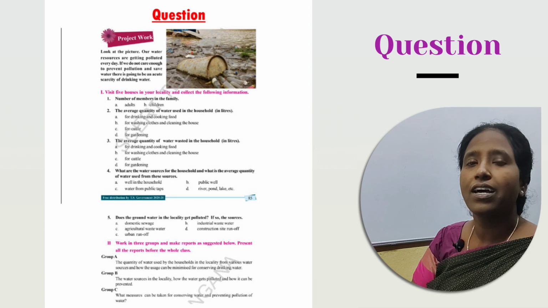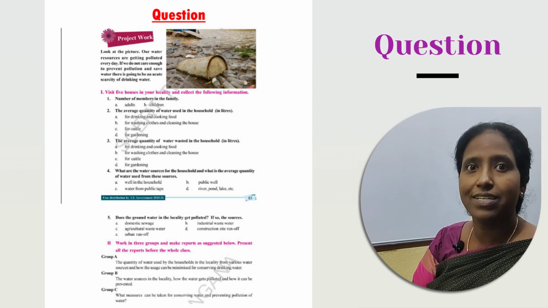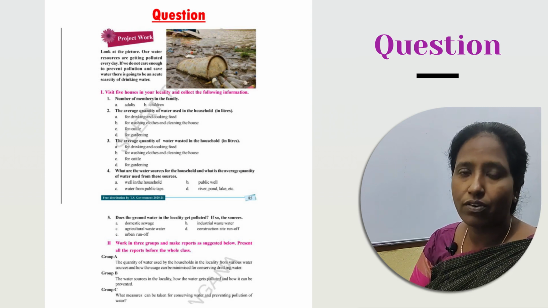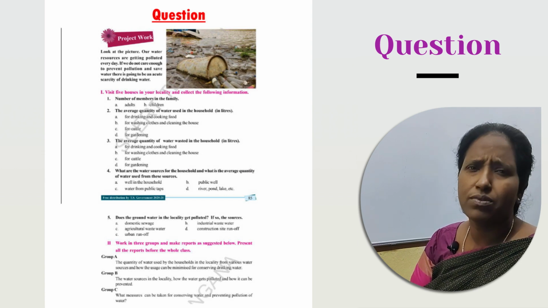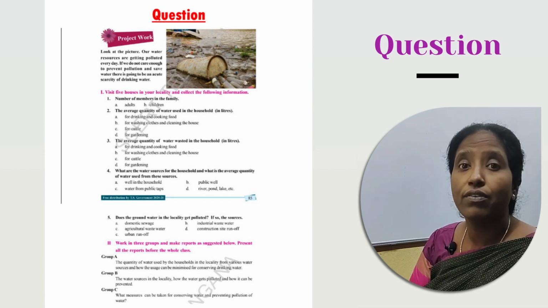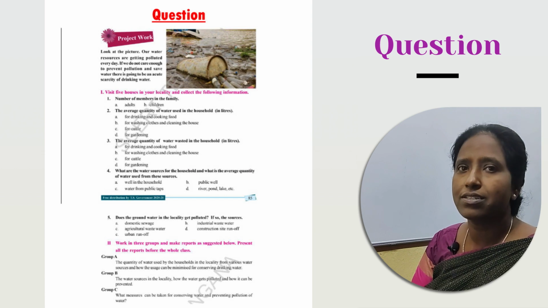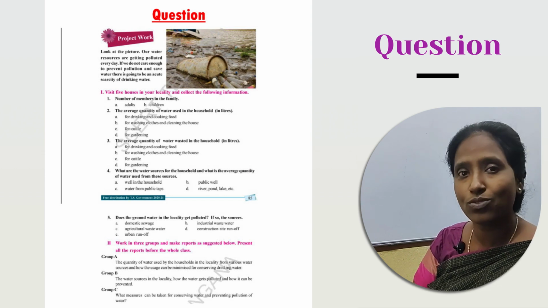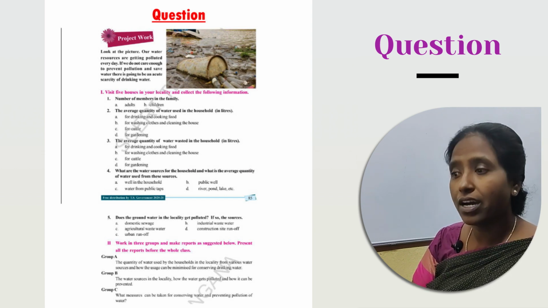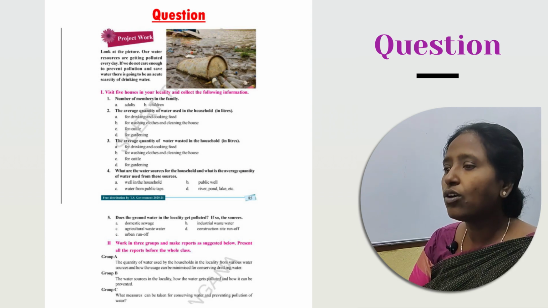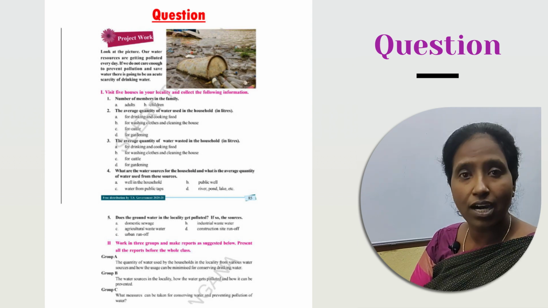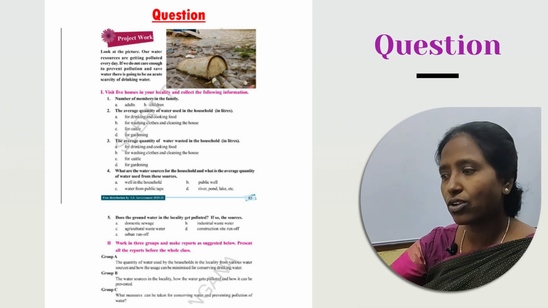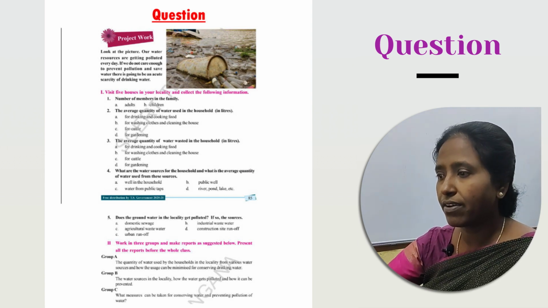Generally we see a lot of water is wasted in the household for washing the vegetables, washing clothes. If you don't use it economically, wastage happens. How much water is wasted for drinking and cooking food, how much for washing clothes and cleaning the house, how much for cattle, all that we have to ask them and write.